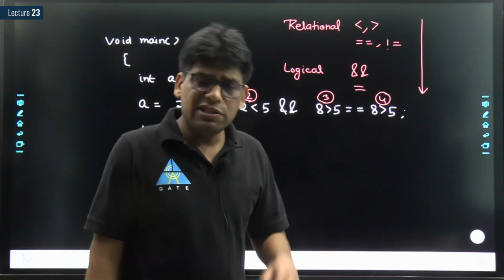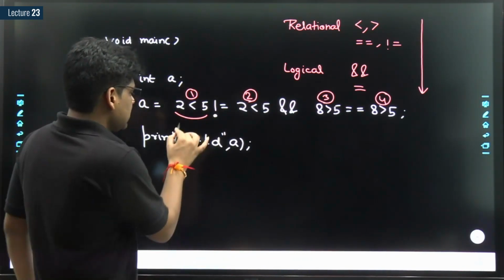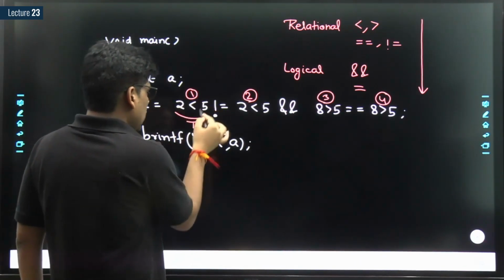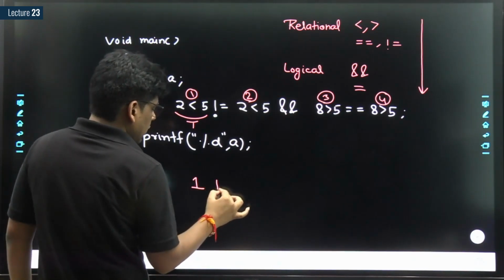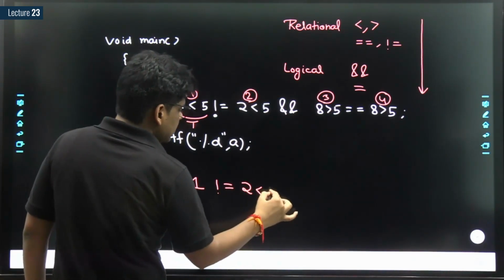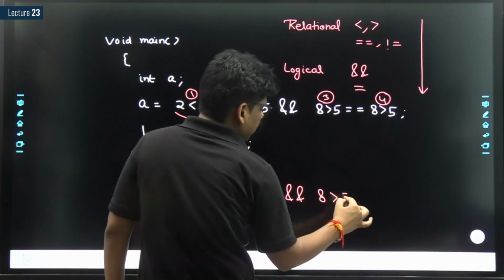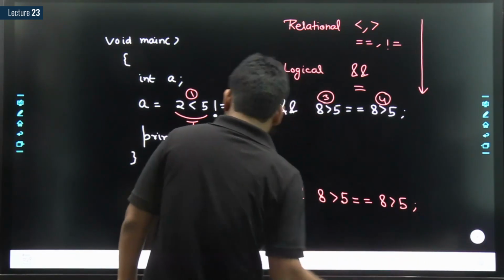So, tell me, is it true that 2 is less than 5? Yes, sir, it is true. And that means this statement is true. So, this whole can be replaced by the value 1. That means 1 not equal to 2 less than 5 and 8 greater than 5 double equal to 8 greater than 5. Okay, sir.